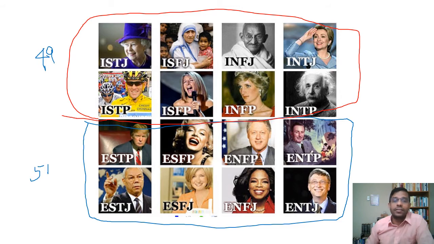It may be that you were ESTJ before, now you're ISTJ. Or you were ENFP before, now you are INFP. You're getting the point, right? Your type has changed dramatically, which means we cannot rely on the results of this test. So what tests can you rely on? What test can you trust?